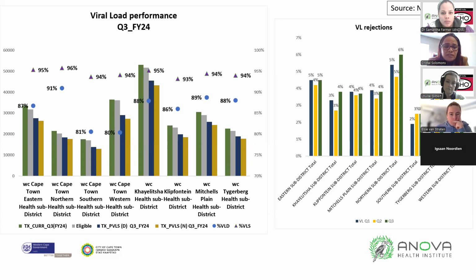Our suppression rate, obviously, is above 90, and you can see for most of the sub-districts, I think for all of the sub-districts, it is above 90%, even 94, 95, 96%, which is great. But I think ultimately what we need to improve is our viral load coverage, because we need to get that also above 90. If patients are on ART, we need to ensure that viral loads are being done at the correct intervals.